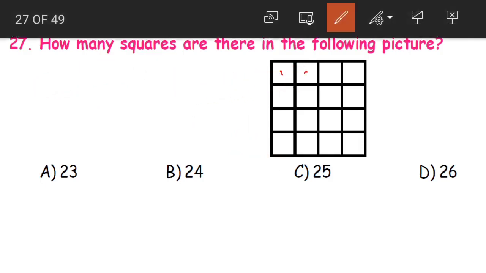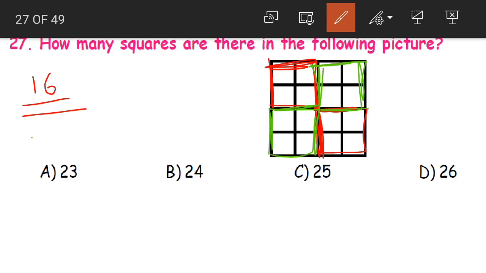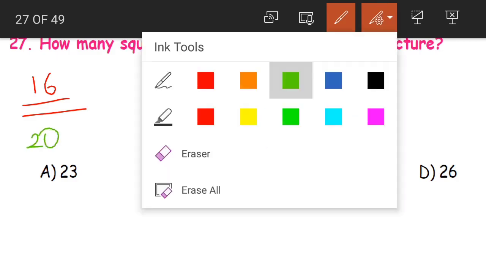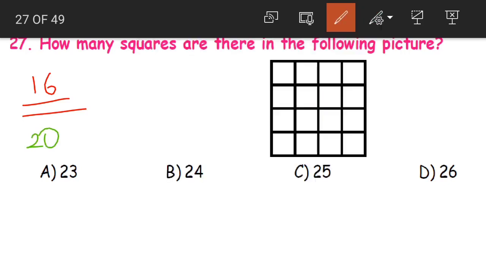This is very easy, right? Just count the number of squares. 1, 2, 3, 4, 5, 6, 7, 8, 9, 10, 11, 12, 13, 14, 15, 16. Just generally, if you look at it, there are 16 squares. So keep 16 in mind, and then square number 17, 18, 19, 20. Clear, children? Now what is the total? It is 20. And then again, if you look at the whole picture, the entire one, then we have 21 squares.